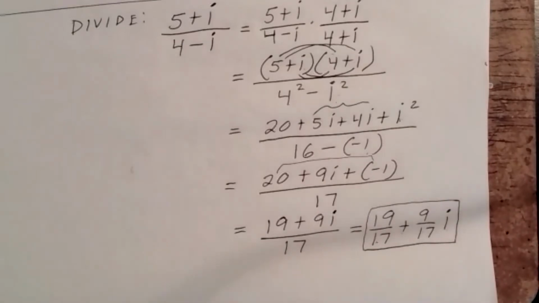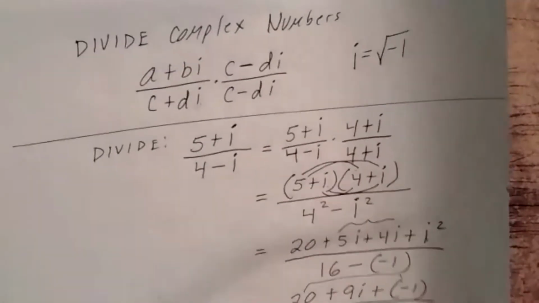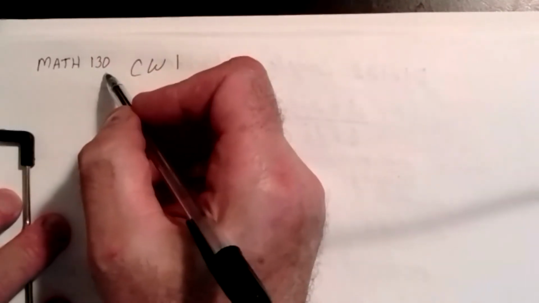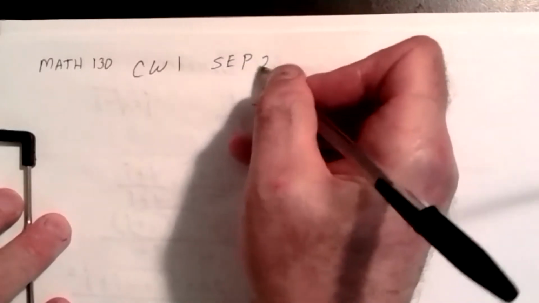All right, you guys ready for classwork number 1? Classwork number 1. All right, just remember for classwork or any email, you always want to have your label and your subject line as math, hit your space bar, and then just type in 130. And you can put classwork 1. This is for September 20th.